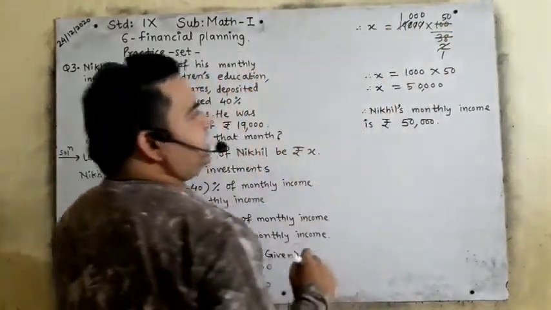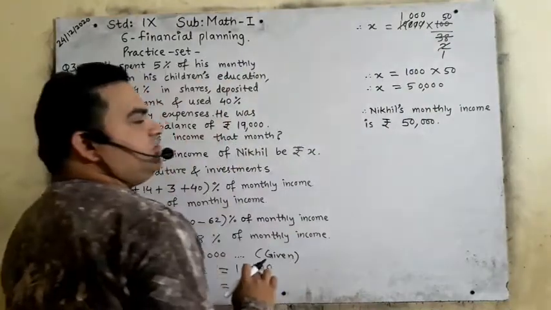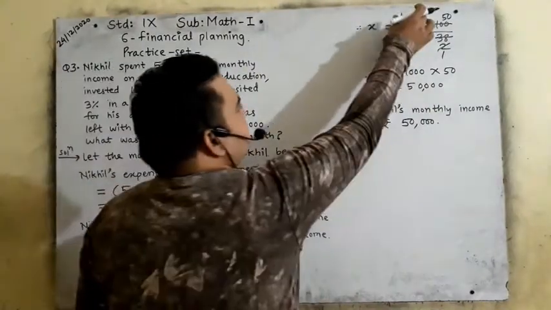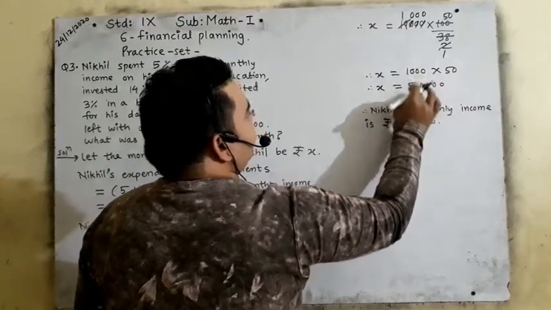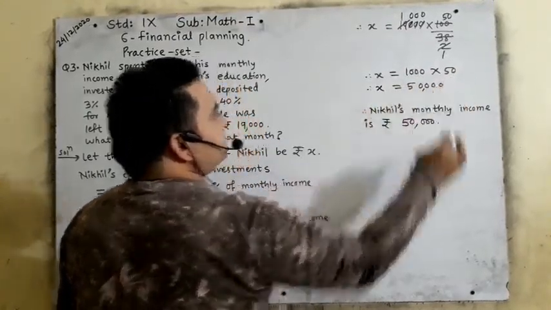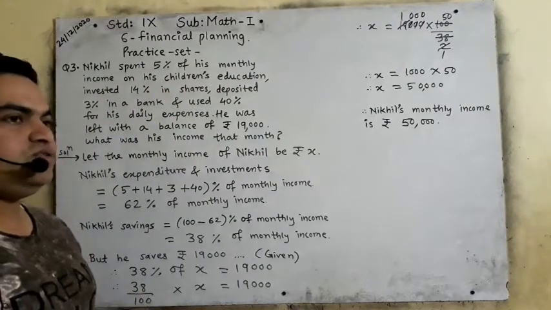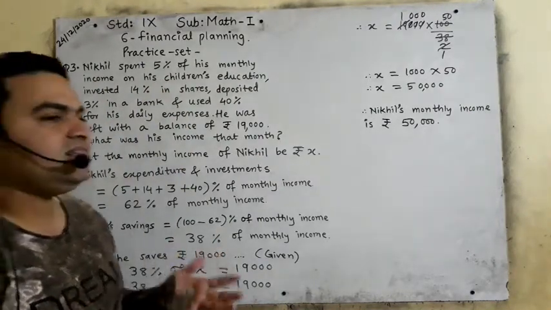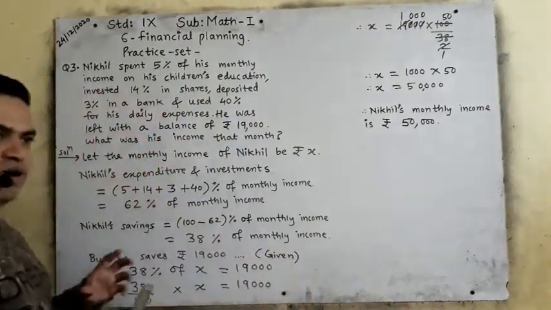Okay, and 19 twos are 38. So now 2 ones are 2, 2 50s are 100, right? 100 ka half 50. So what is left from here? 1000 multiplied by 50. 5 ones are 5, 1, 2, 3, 4 zeros. It means 50,000. X is equals to 50,000. So now tell me, Nikhil, monthly salary कितनी है? 50,000. Is it clear? Question number 1 also was same.